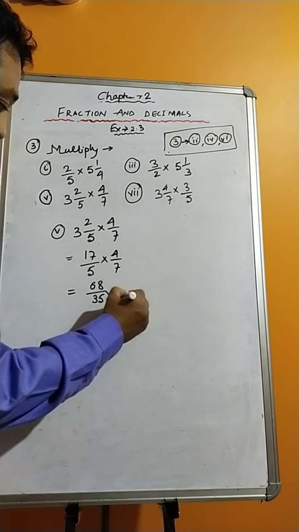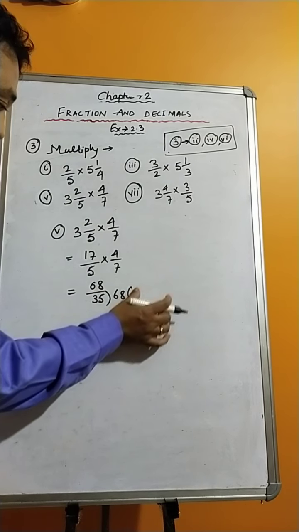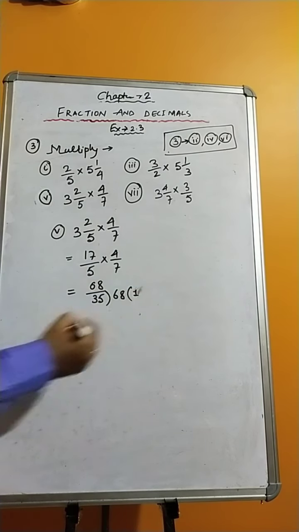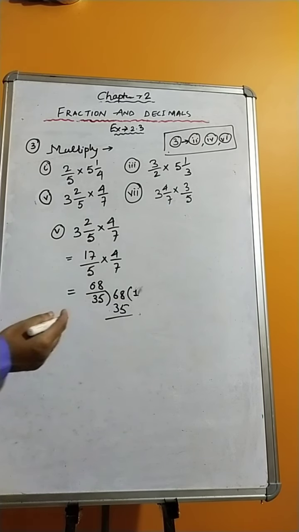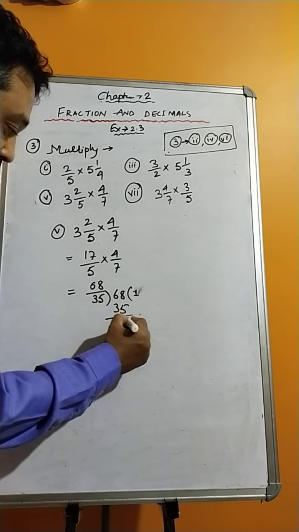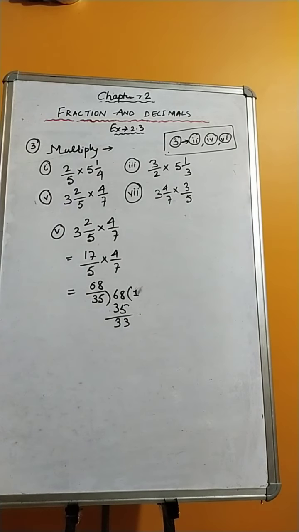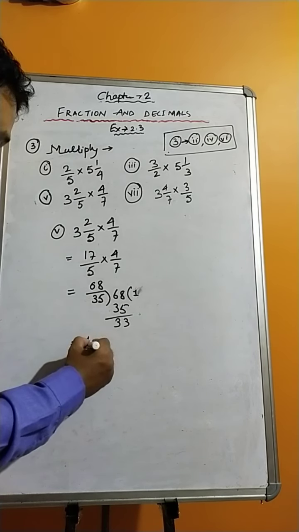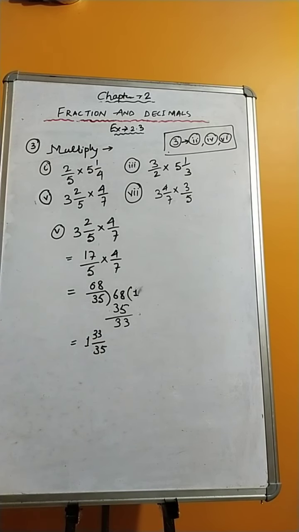Now let's divide this. Okay. So 35 2s are 70. So it will go with 1 only. Isn't it? So 35 1s are 35. Okay, so that will give you what? 8 minus 5 is what? 3, and 6 minus 3 is what? 3. So what is the final answer that we'll get? 1 33 by 35. So this is the final answer of sum number 5.